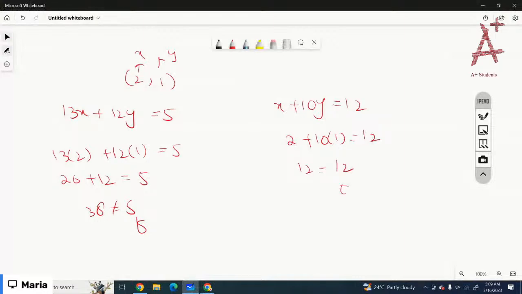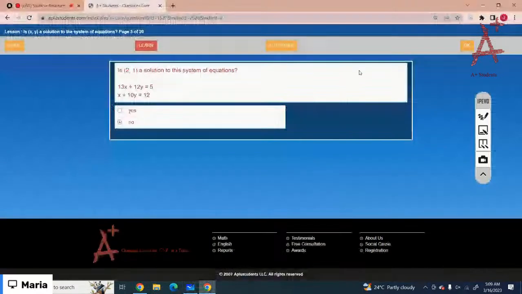One of them is true, but one of them is false. Got it? That means no, the point (2, 1) is not a solution of the given system of equations. So the correct option is no. Got it?